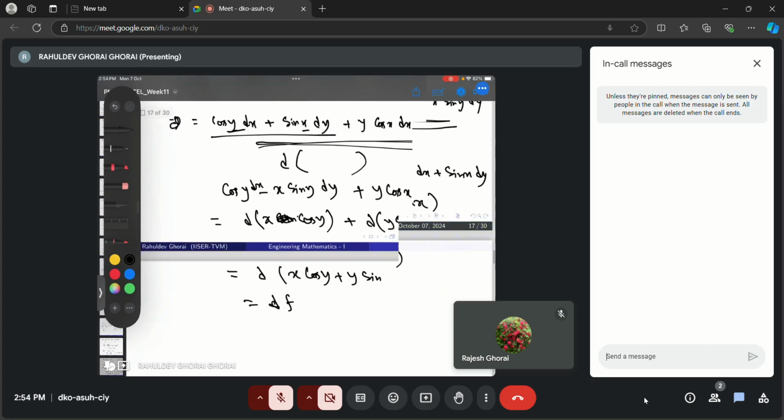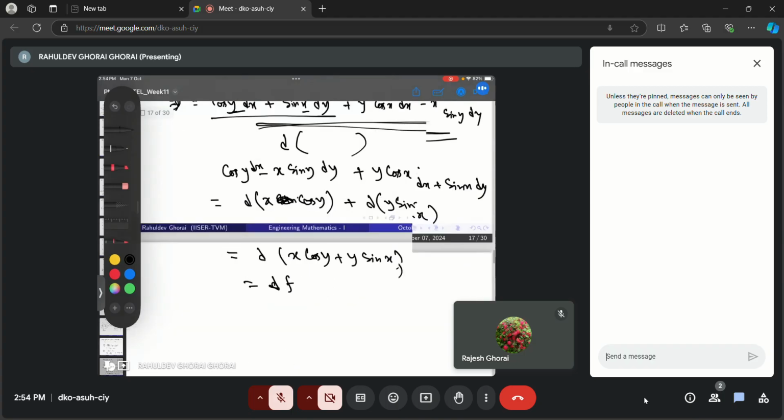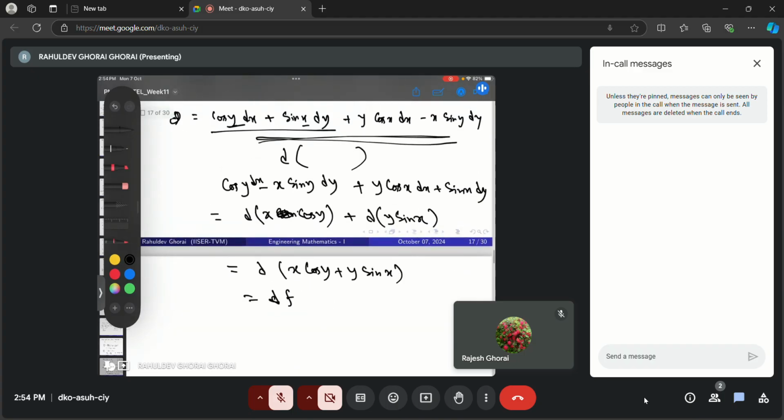So the solution for the given differential equation will be x cos y plus y sin x equal to constant. It's the exact solution for an exact differential equation. So you can always write it as df, and f equal to constant will always be a solution, right?